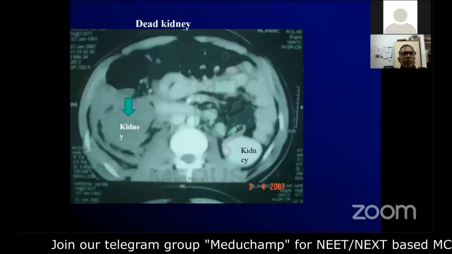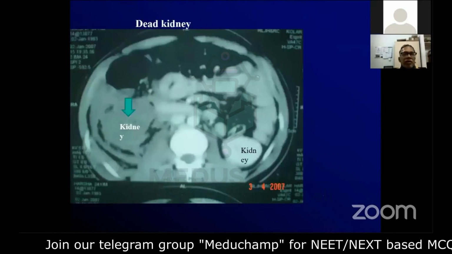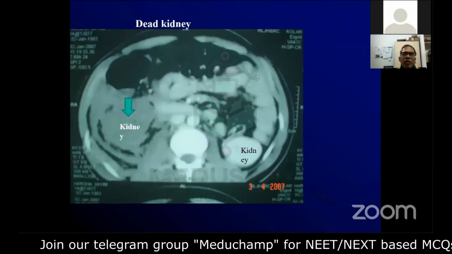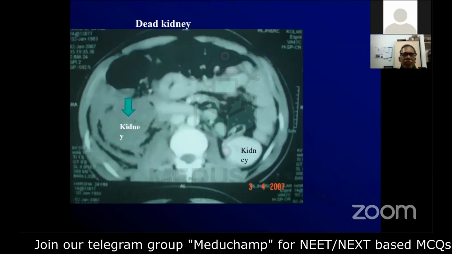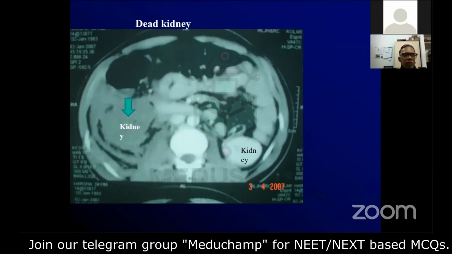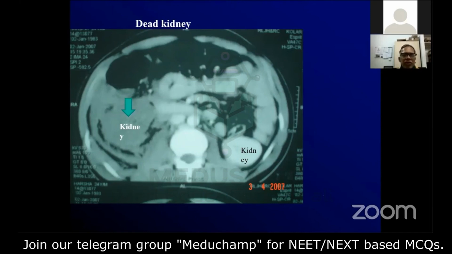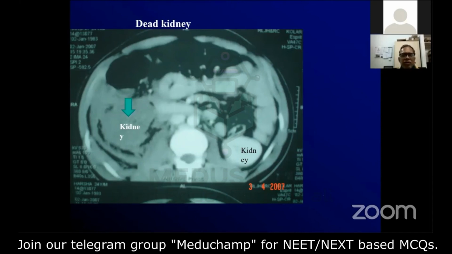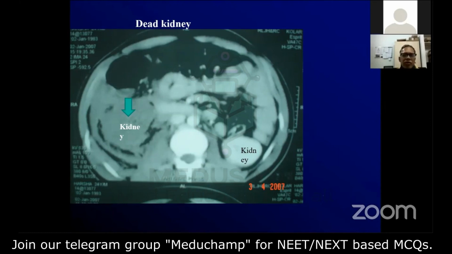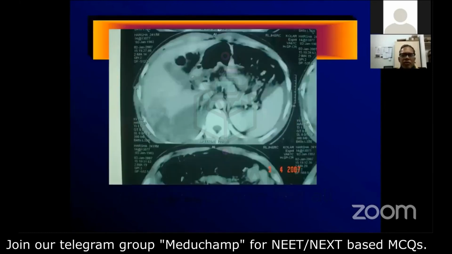In one case, liver and kidney injury were missed because he had head injury and long bone fracture. They said hypotension was because of the long bone fracture. When he came back with pain, he got a CT, and this kidney is not taking contrast at all. There's nothing to do after 6 months. Here, another case of liver injury.